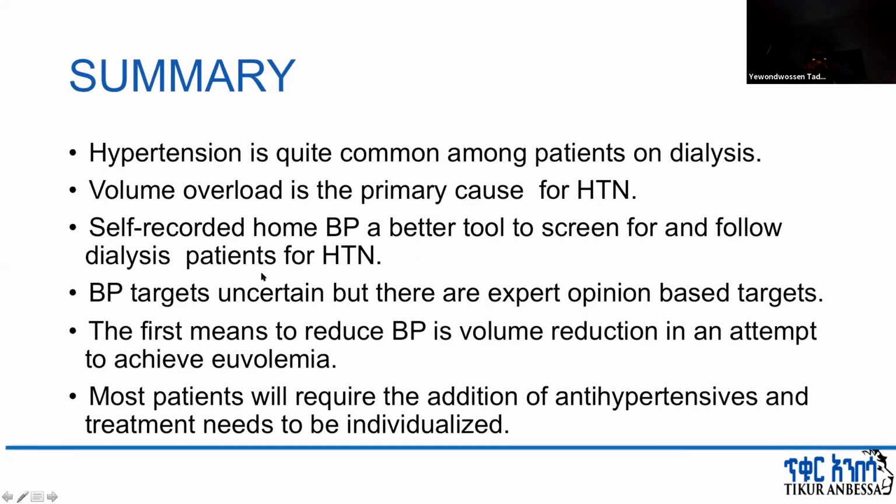We have blood pressure targets that are mainly based on expert opinion. And the first means to reduce blood pressure is volume reduction in an attempt to achieve euvolemia. But most patients will require the addition of antihypertensives, and the treatment needs to be individualized.